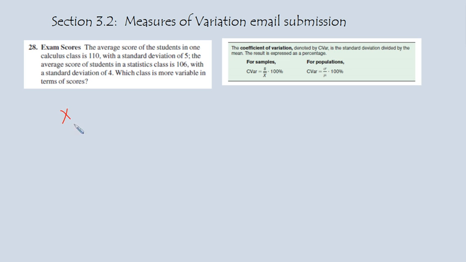So in this case, capital X with the little bar over top, in this case that's a sample. Okay, that would be a sample mean. Or if we use mu, that would be the population mean.